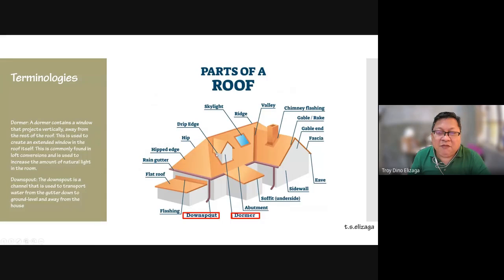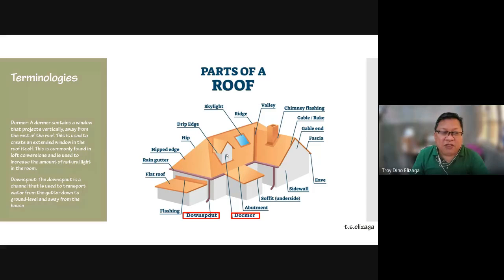Sometimes it can be very big so that it actually is like a terrace. I don't know if there's another name if it's that big, but technically they're dormers. And then downspout.